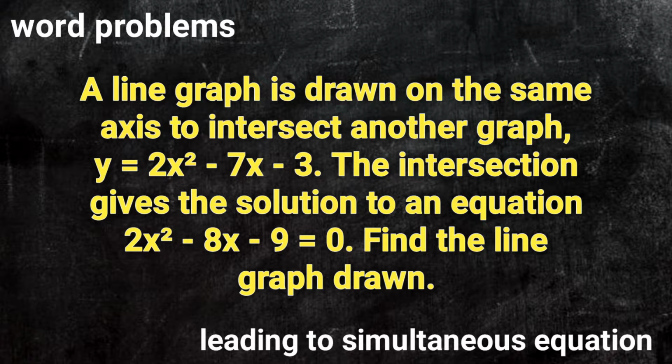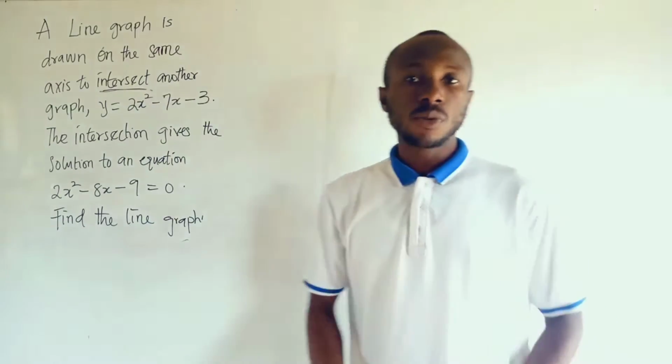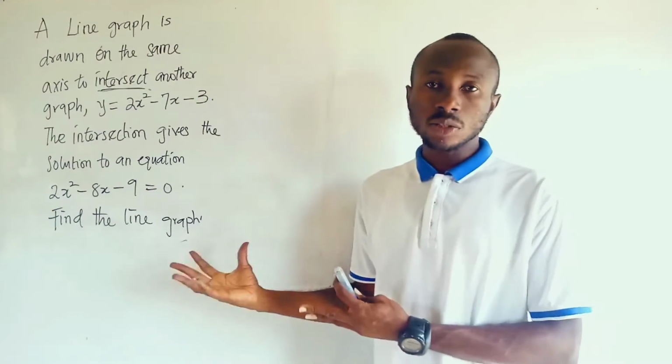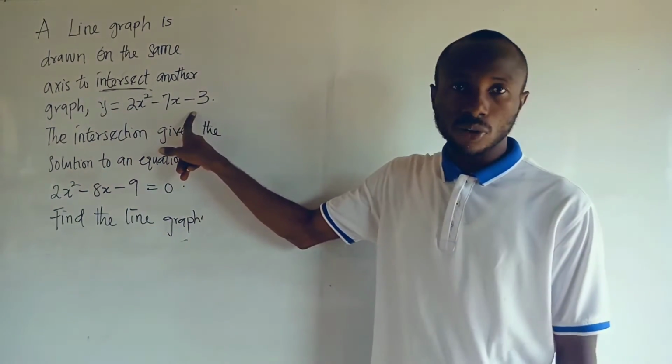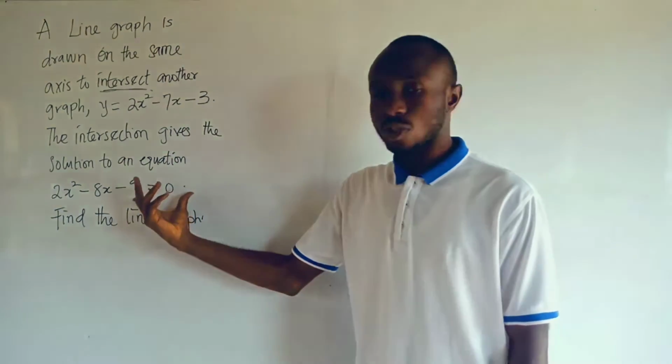A line graph is drawn on the same axis to intersect another graph. The intersection gives the solution to an equation. Find the line graph. Okay viewers, in this question we want to find a line graph that intersected with this curve. And that's what gave rise to this question.